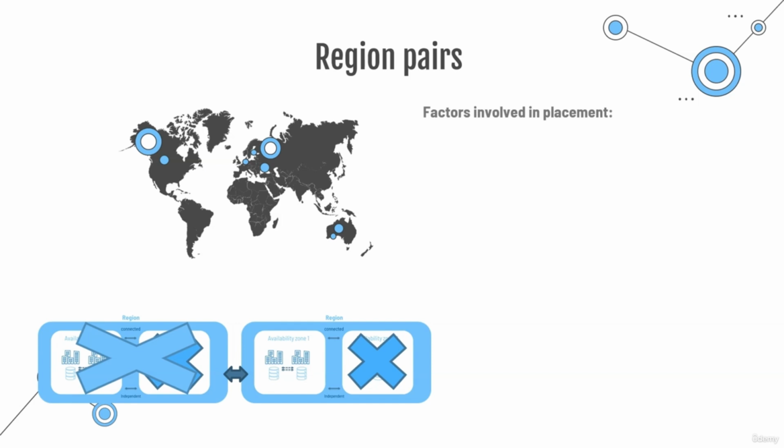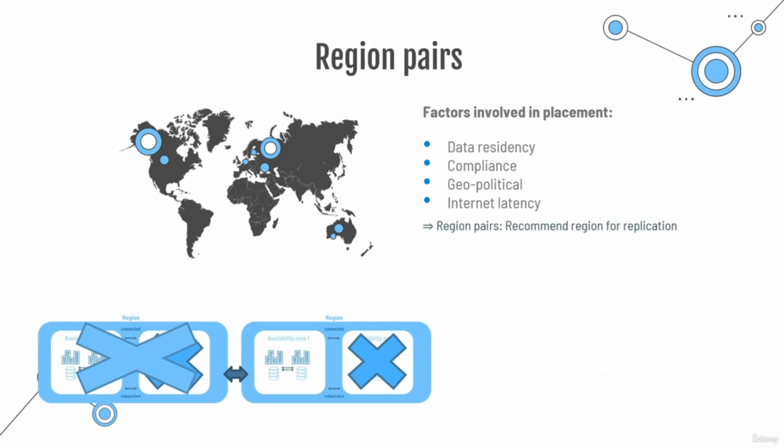There are different factors that play a role if we want to choose which regions we pair in such a geo-replication. Things can be, of course, data residency. Maybe there are some regulations, some compliance standards that we need to fulfill and follow. And also there can be geopolitical situations playing a role. And also, of course, if we have our users mainly, let's say, in North America, internet latency also plays a role. And this is why we have so-called region pairs.